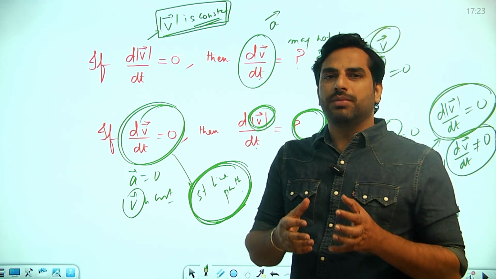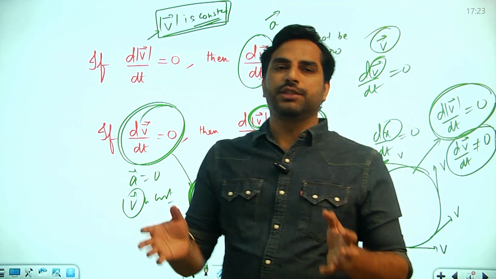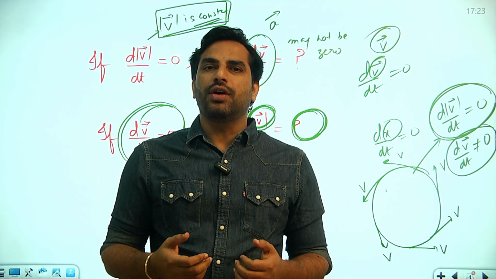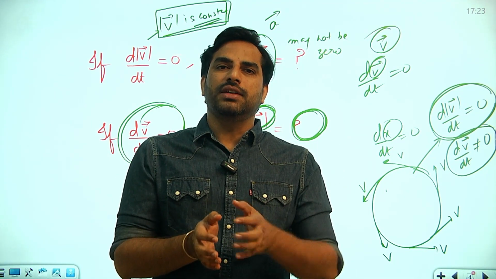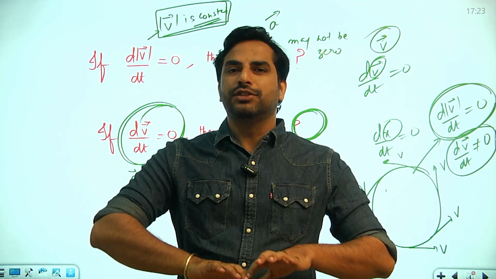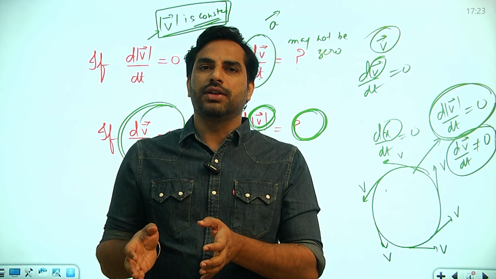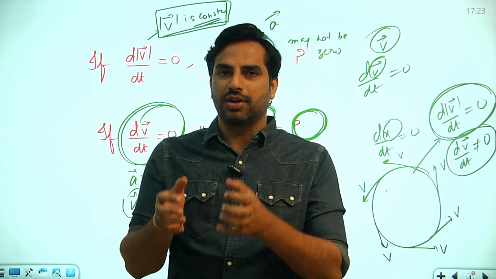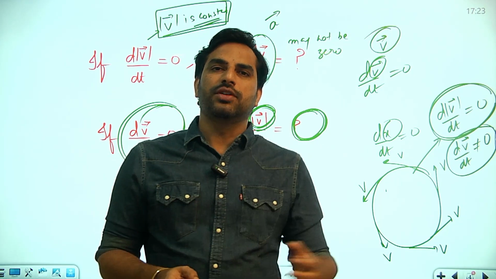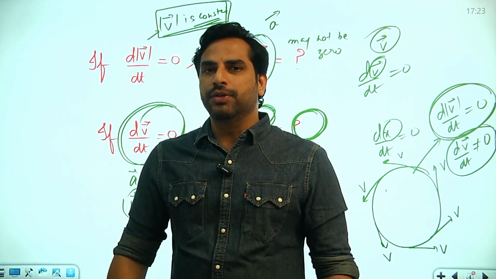Basically, it's all about comparing velocity and speed. There is a chance of speed remaining constant but velocity changing. But there is no chance of velocity remaining constant but speed changing, because if velocity is constant, definitely speed is also constant. So hope you understood this video.